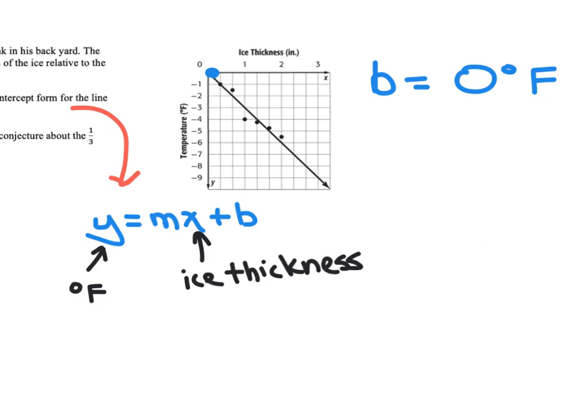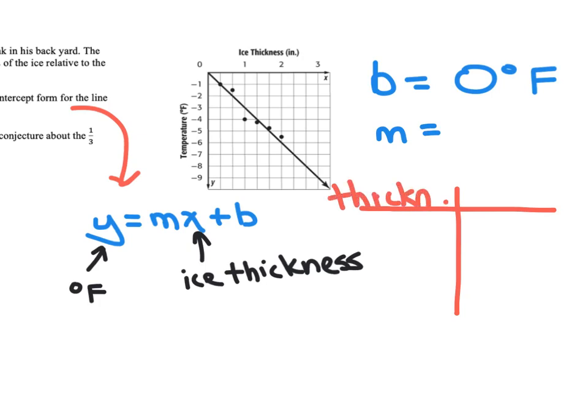So that's going to be my b. Now, I also want to find my slope, and we'll talk about what that means as we go. So to find slope, this is going to be my m. Again, write this down, please, as we go. That will help you remember how to do these steps. My ice thickness, so I'm just going to label this as thickness, and my temperature is going to go on my XY chart. Now, the reason that my ice thickness goes on the left is because that's my x-axis, and the x-axis always goes on the left of my table. Temperature is my y-axis, so that goes on the right side.